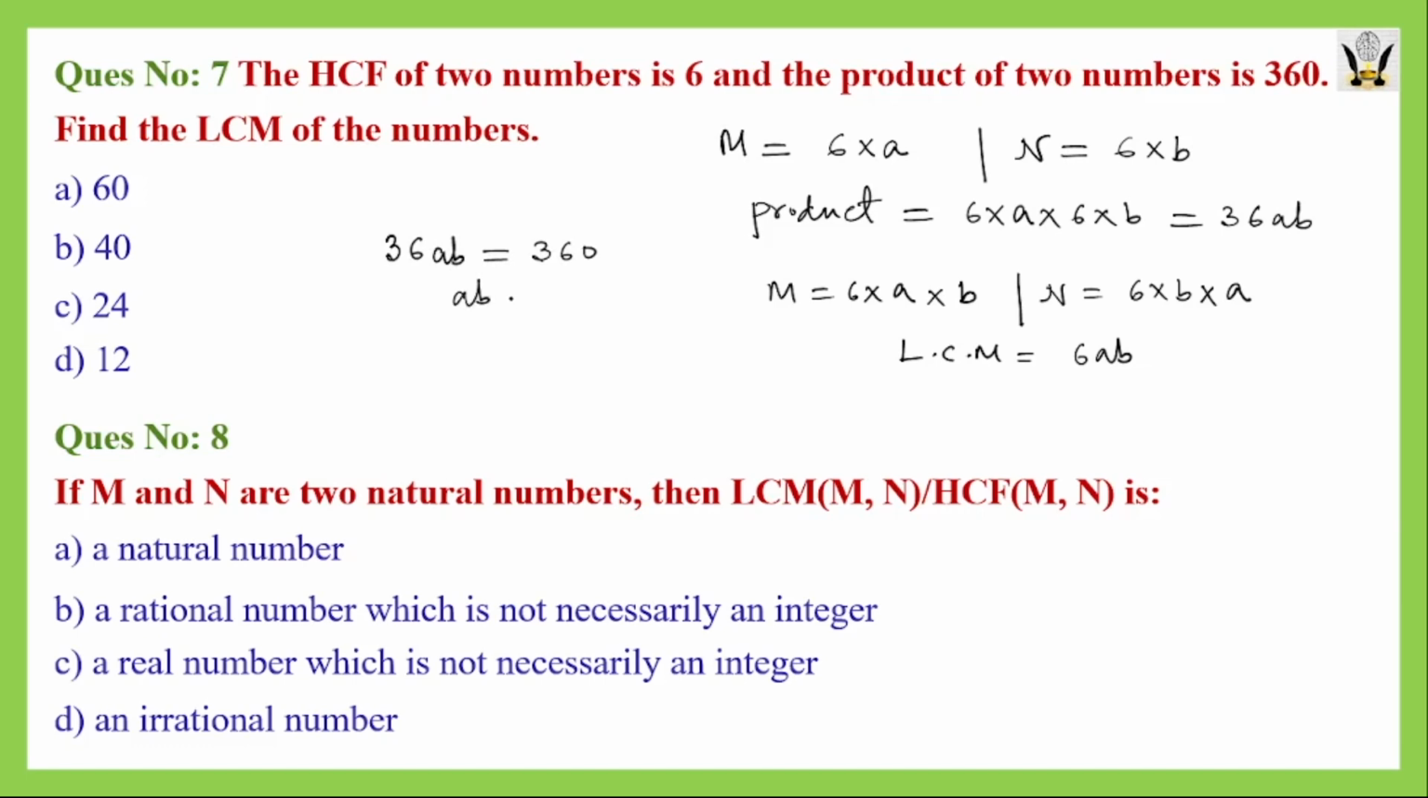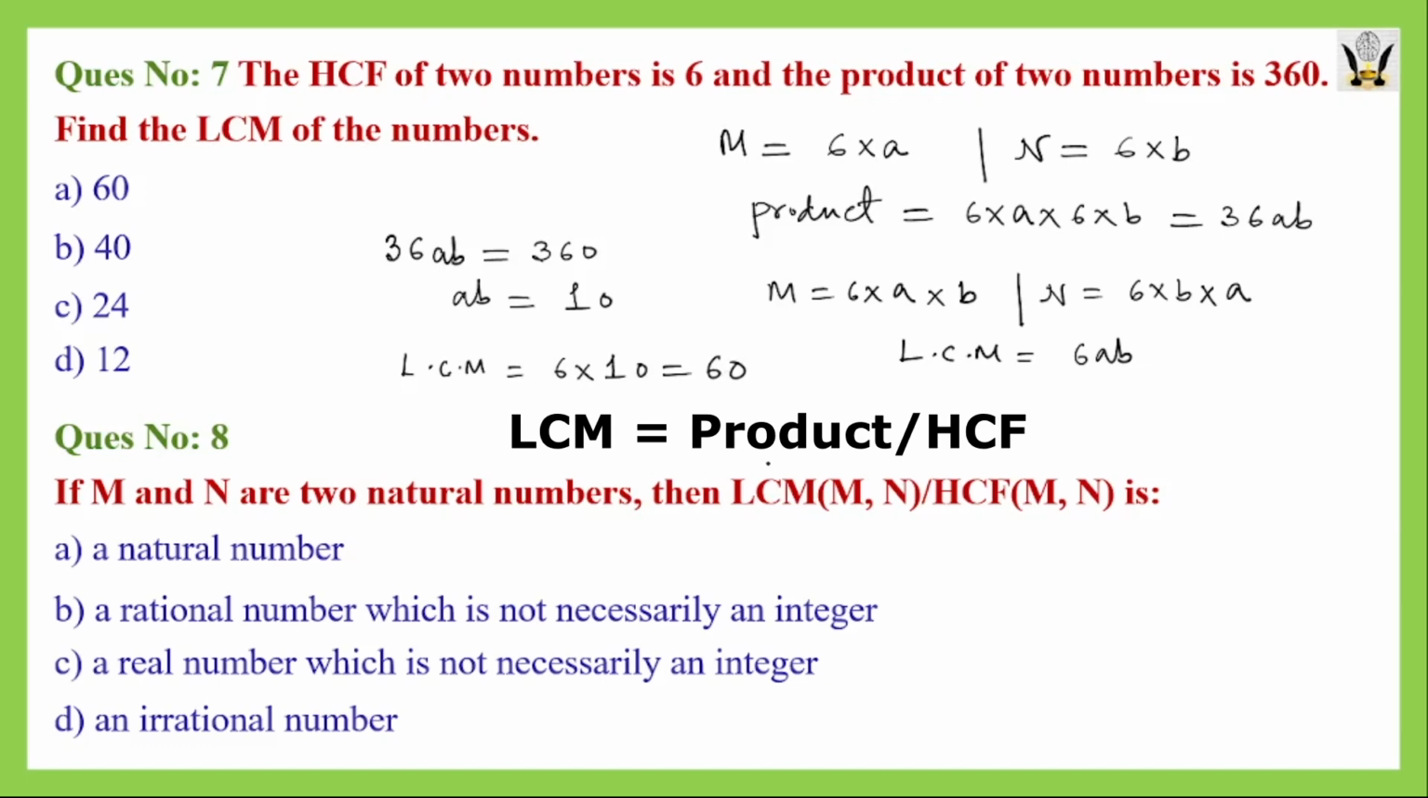So what will be the value of ab then? It will be 360 divided by 36, which is 10. And LCM is equal to 6ab. 6ab means 6 multiplied by ab, which is 10, so it will be 60. This is one of the ways we can solve this type of problem sum. So our option is option A.